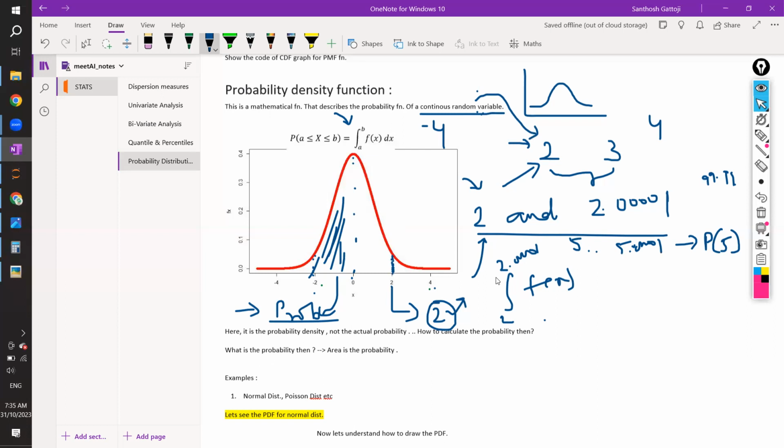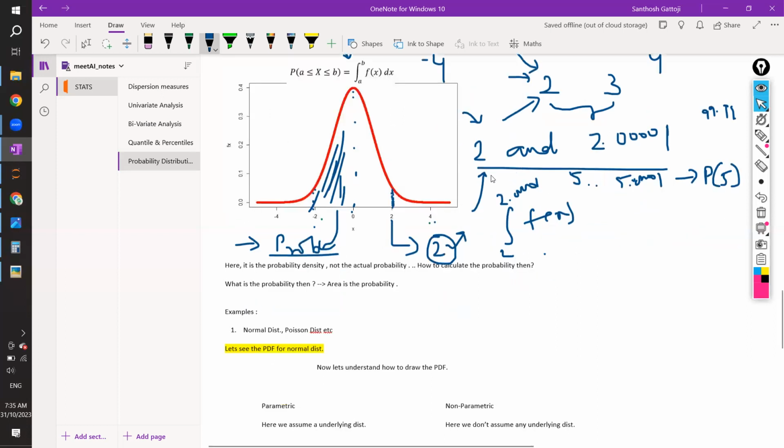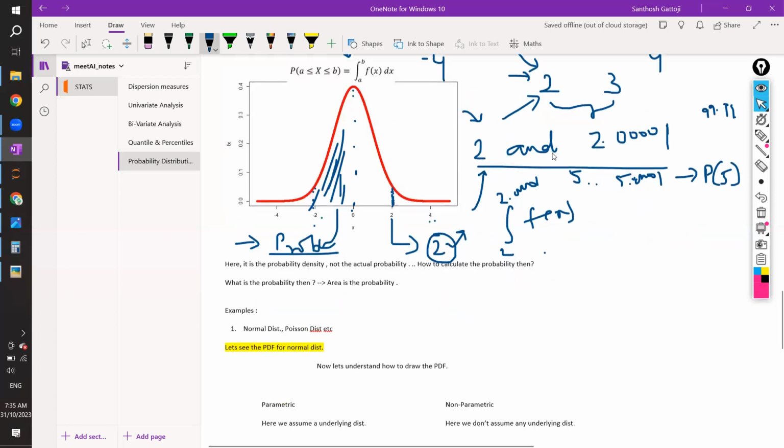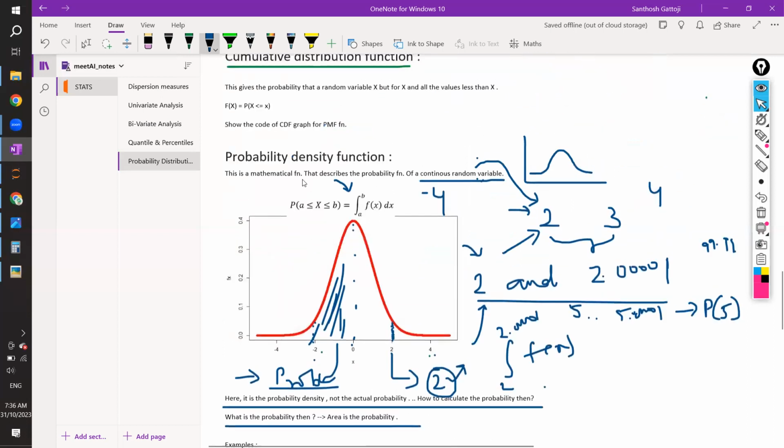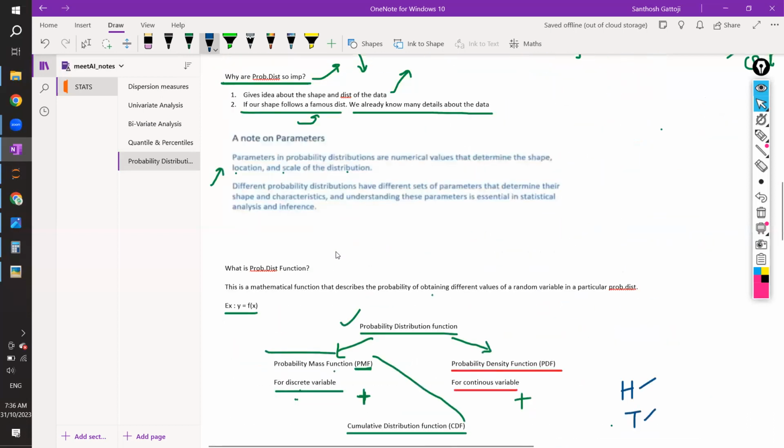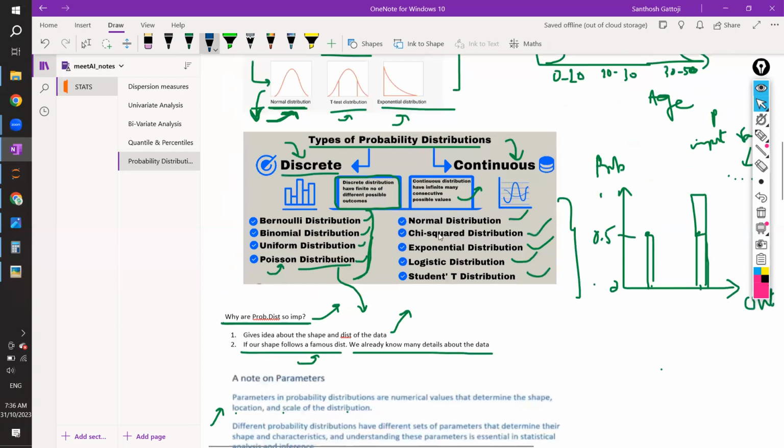Now, the area under the curve, using integration, will always give you the probabilities. And for each value you can use this small value. So see here, it is a probability density and not the actual probability. How to calculate the probability? The probability you will get from the area. Now there are a few examples of the continuous function.